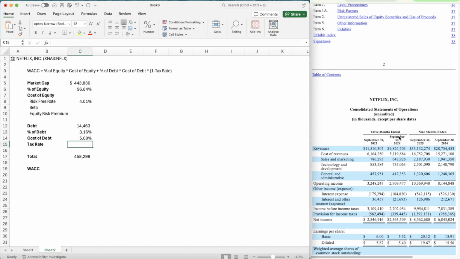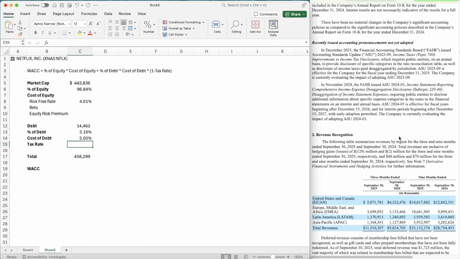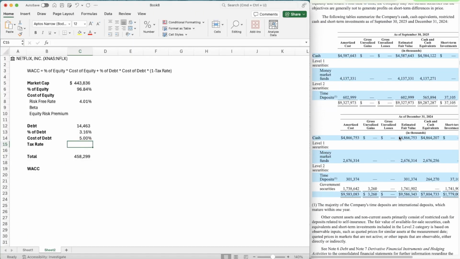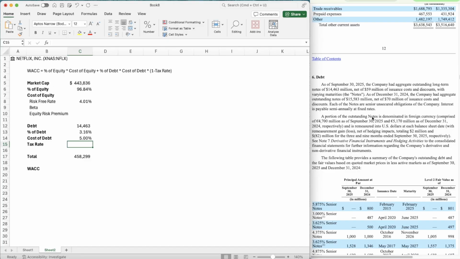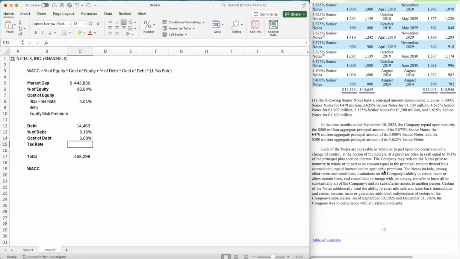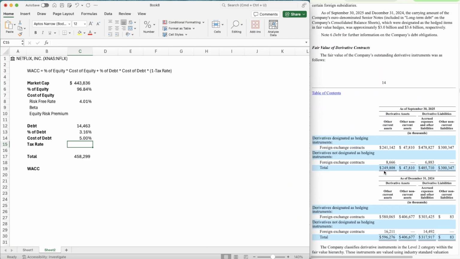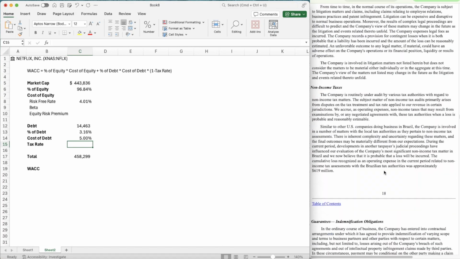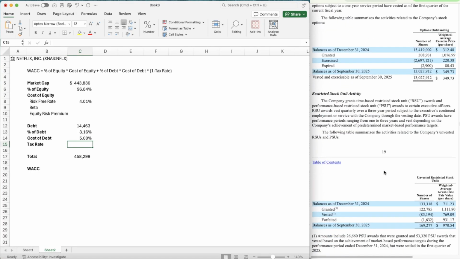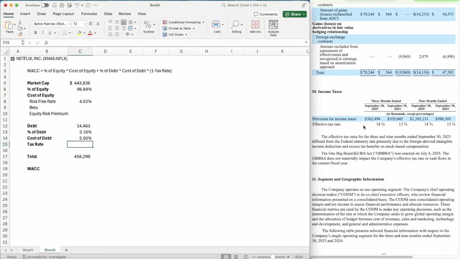The tax rate, we'll use that one. If not, we'll just use this 13% that we've been working with on the other. Where is it? Taxes. Effective tax rate 14%.